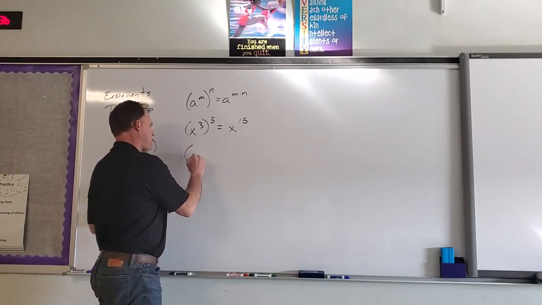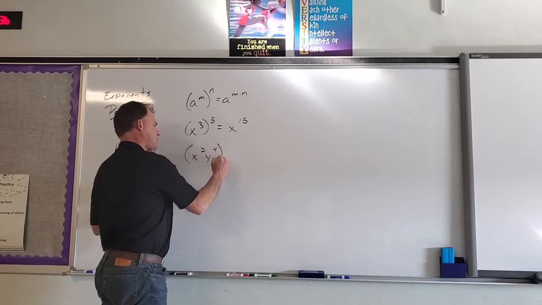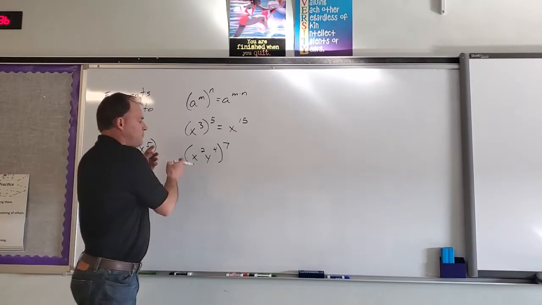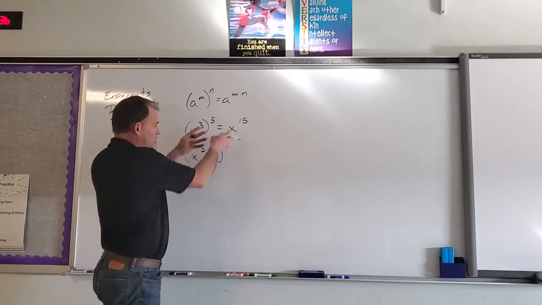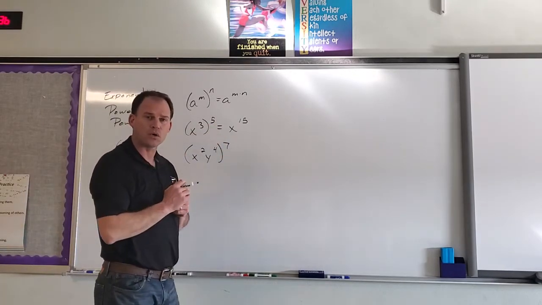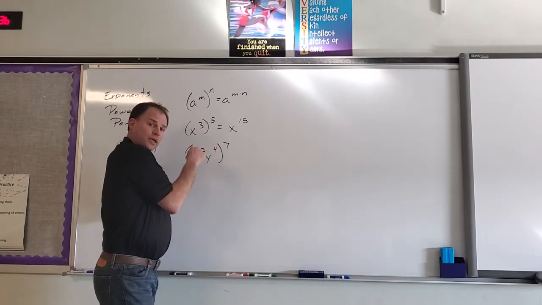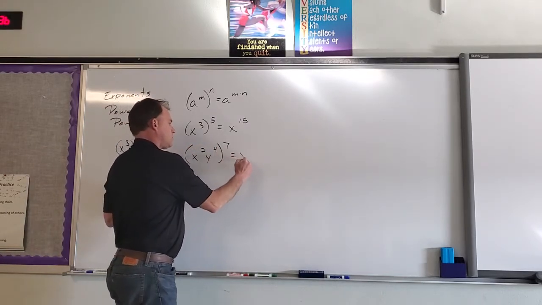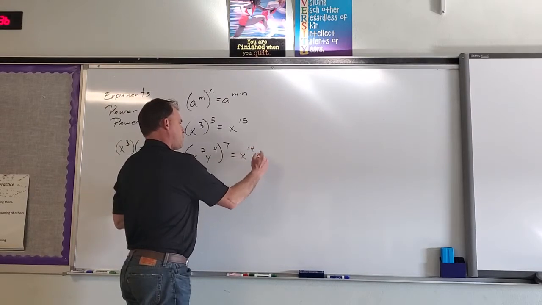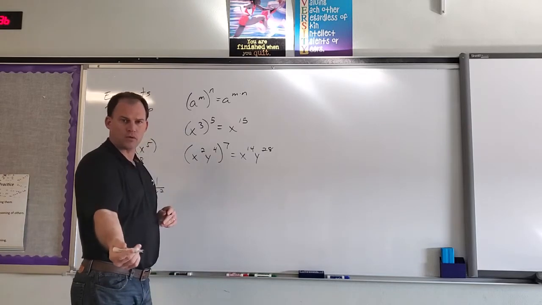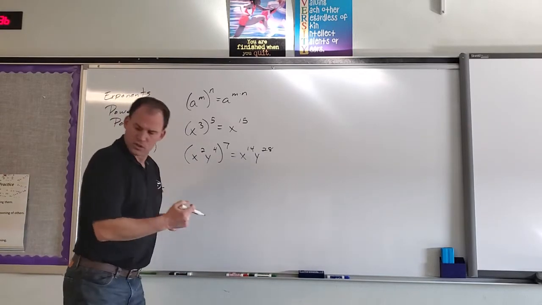So, if there's more than one exponent, or more than one variable inside, they all are being taken to the 7th power. See? So I need to multiply all the exponents times 7. So this would be x to the 14th, y to the 28th. Power to a power, you multiply the powers. All right?